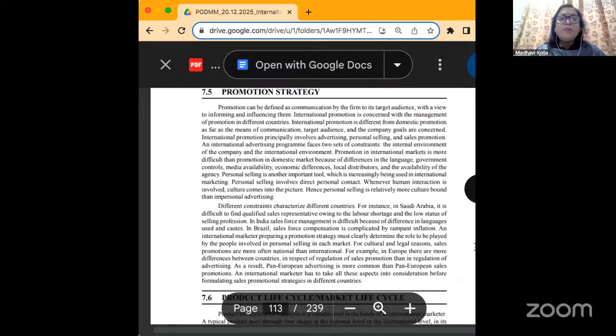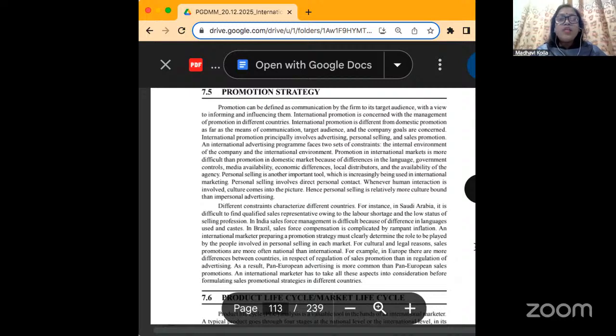International promotion is concerned with the management of promotion in different countries. International promotion is of course different from domestic promotion, and we have talked about it earlier. This could be in terms of communication, target audience, or the audience goals and the company's goals, which have to be aligned together. An international advertising program faces two sets of constraints. The first one is the internal environment of the company, and the second is the international environment.